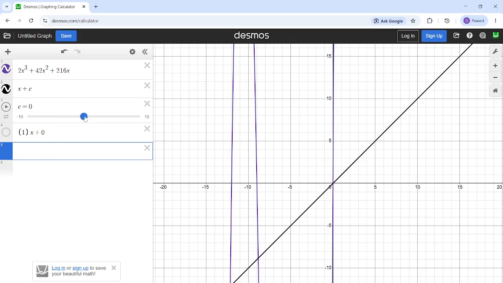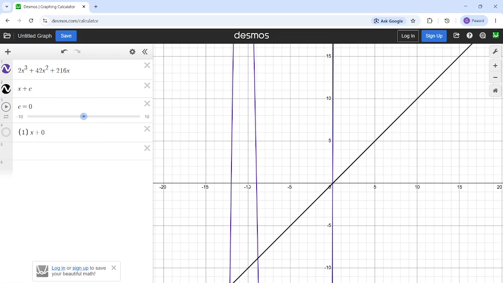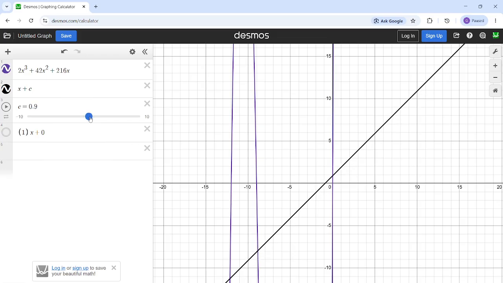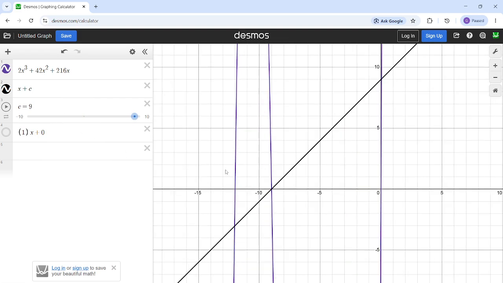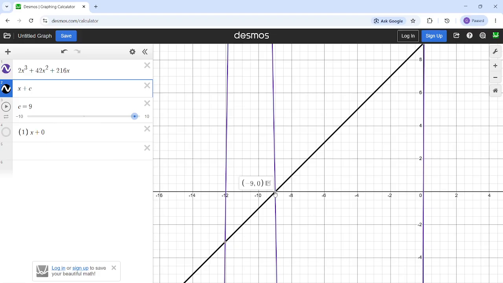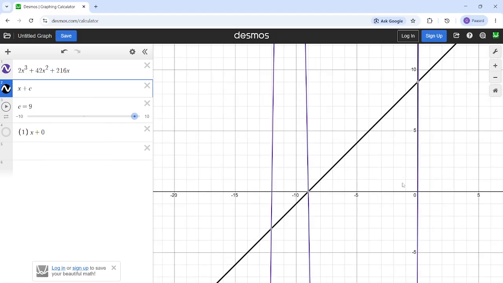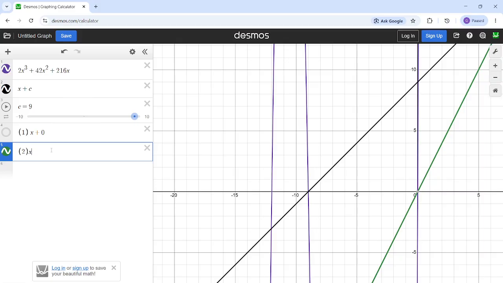Now, we have two more x-intercepts, right? If we move the slider again like this, when c is equal to 9, we again have a point at which the equation, the purple line, and the black line, the factor, touch each other directly on the x-axis. And it is when c is equal to 9. So the second factor is x plus 9, all right?